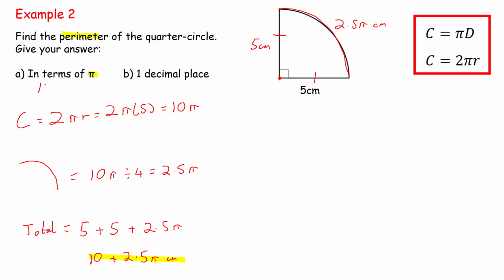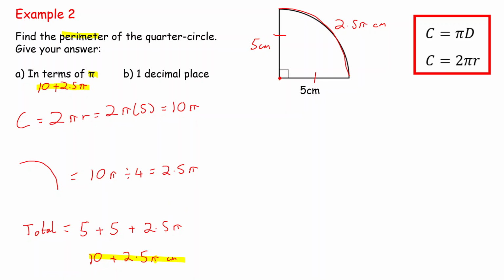So part A is 10 plus 2.5 pi. And again, you can write it in either order. It doesn't matter. My pi's aren't very good, sorry. Let me make it a little bit better. So 2.5 and then pi. There we go. And again, for part B, you're just going to type this into your calculator, and that is going to be it.